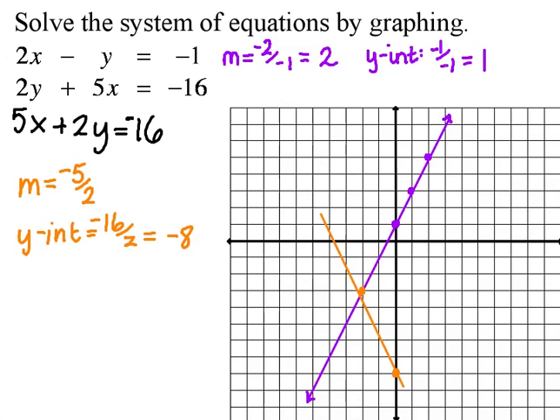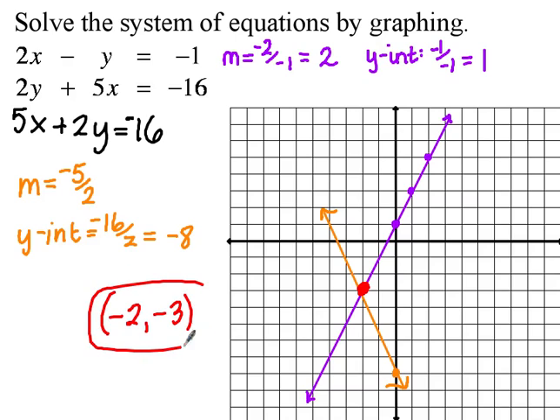Okay, well, let's change that a little bit. There you go. Okay, so where they intersect is where my solution is. So where do those two lines intersect? -2, -3. So that will be my answer.